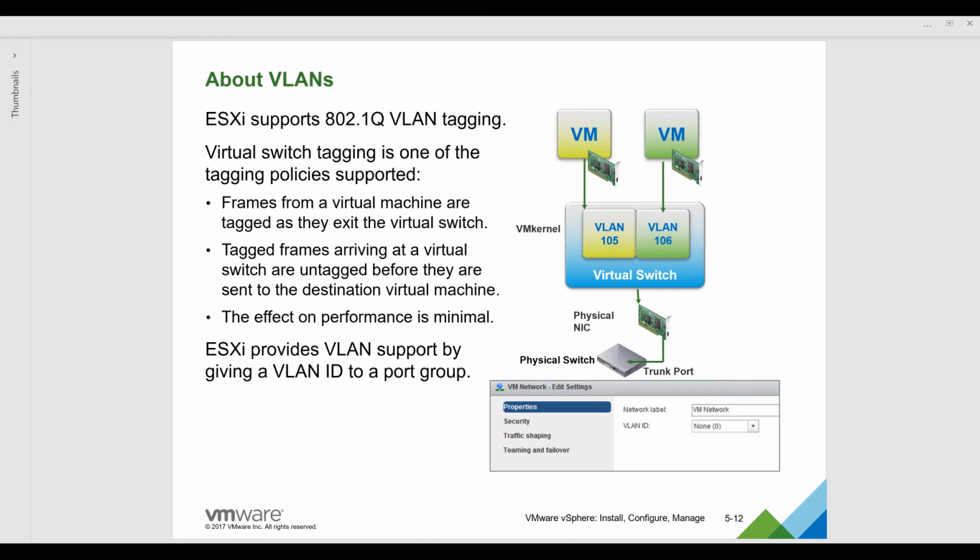VLANs. ESXi supports 802.1q VLAN tagging. Virtual switch tagging is one of the tagging policies that are supported. With that being said, VLANs provide for logical groupings of switch ports that enable communication as if the virtual machines or the ports in the VLAN were all on the same physical local area network segment.